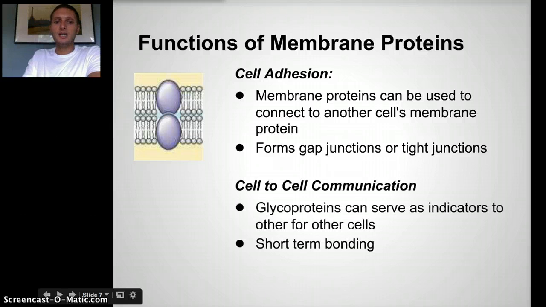Cell-to-cell communication, as we previously discussed with glycoproteins, can serve as indicators for other cells. It can also be some short-term bonding. Cell adhesion and forming gap junctions or tight junctions is more of a long-term solution to bonding for cells, but cell-to-cell communication through glycoproteins can form some short-term bonding.